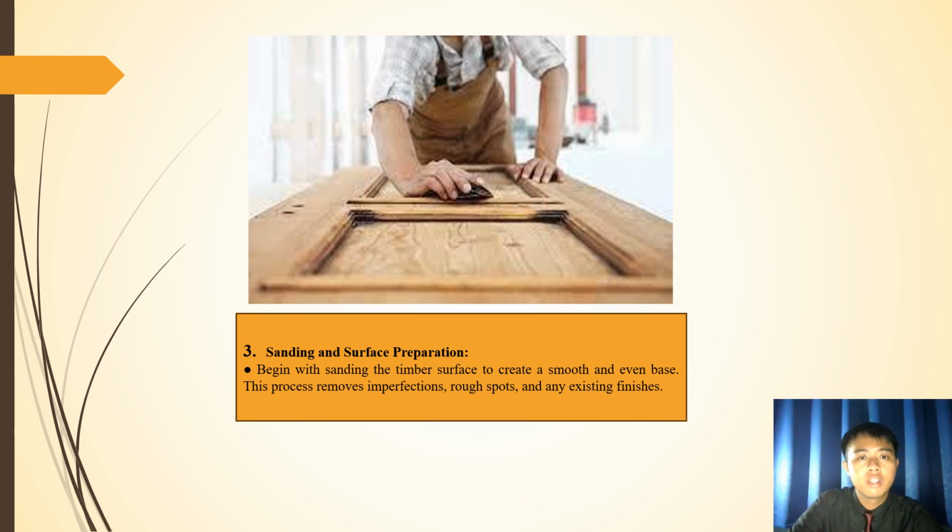The third step is sanding and surface preparation. We can begin with sanding the timber surface to create a smooth and even base. This process removes imperfections, rough spots, and any existing finishes.